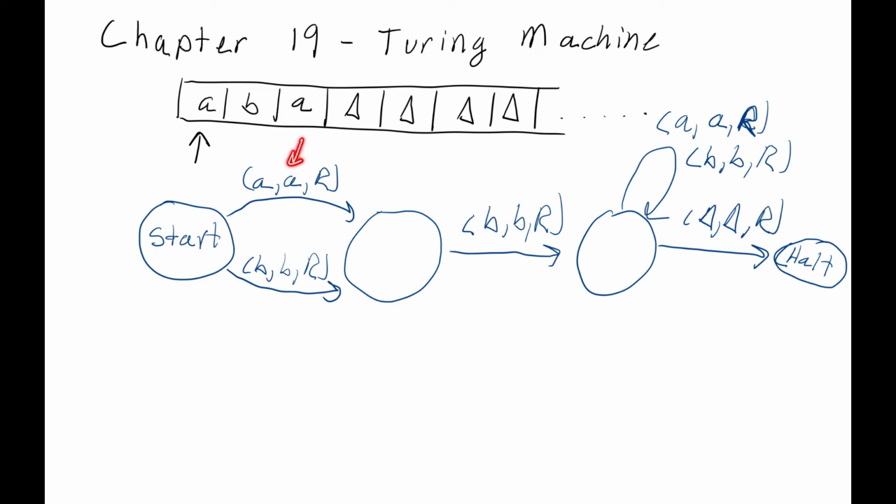The second letter is what we want to replace this letter with. So we don't just have to read, we can write, and we can replace it with different letters. As you can see in this case, we're just replacing it with whatever we read. So when we read an A, we replace it with an A. And finally, the last letter is which way we move the tape head. In this case, we move the tape head to the right. But if we put an L right there, then that means we'd move our tape head to the left.